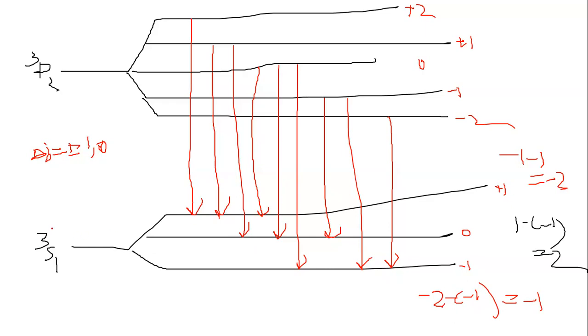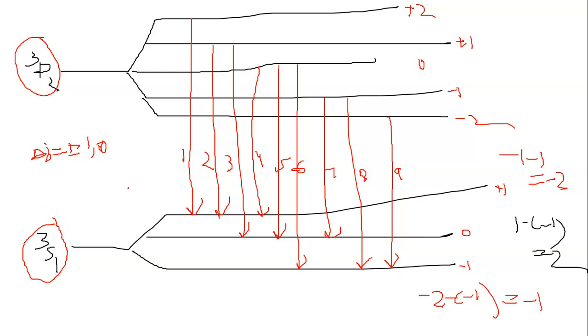So as you can see, for 3S1 and 3P2, there are 1, 2, 3, 4, 5, 6, 7, 8, 9. So there are 9 transitions. So if the uppermost level is 3P2 and the lowermost level is 3S1, then there will be only 9 transitions.